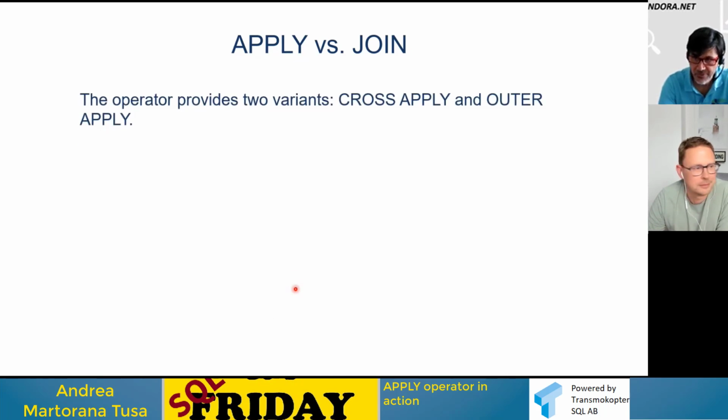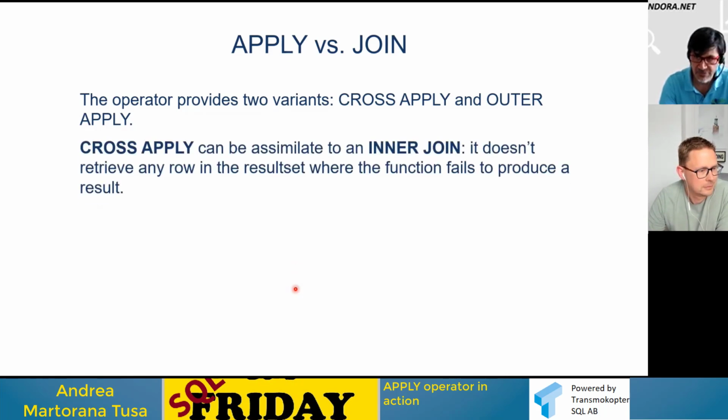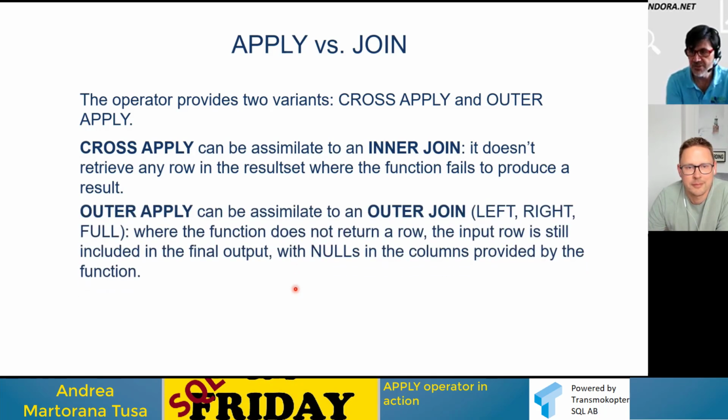There are two flavors, cross apply and outer apply. Cross apply is kind of like an inner join. If there is no match, then there is no output. Outer apply can be compared to an outer join, because if there is no match, then the input row is provided with a null. So it's more or less the same concept that you have when you are using inner, left, right, or outer join.